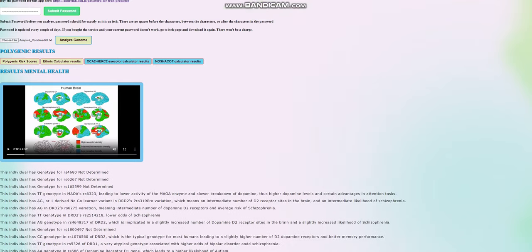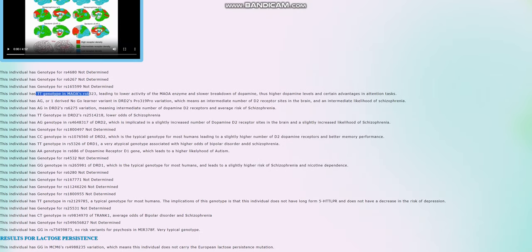She has TT genotype in this variation of MAOA, which leads to lower activity of the MAOA enzyme. Okay, so she's a warrior in MAOA. She's not genotyped for the warrior genotype in COMT. So we know that she's at least a warrior in MAOA. Depending on her genotype in COMT, she's either a warrior overall or she's intermediate overall, right? And I think she's more likely to be warrior overall.